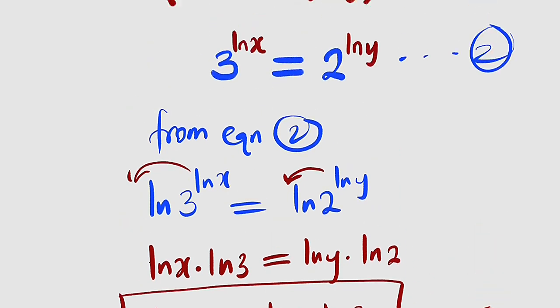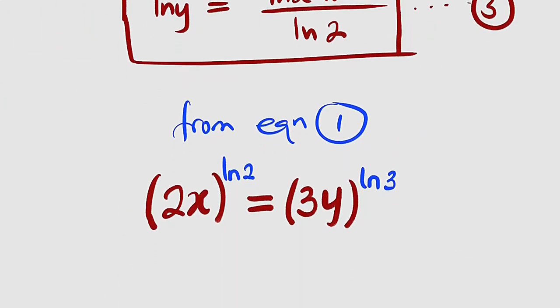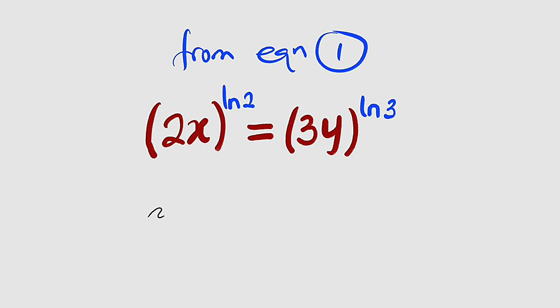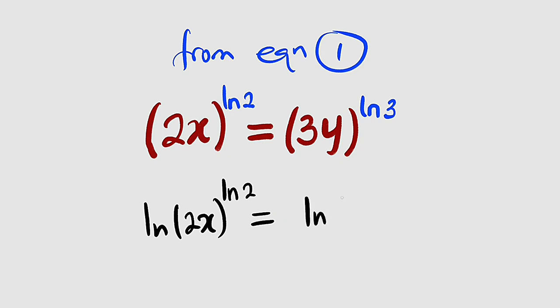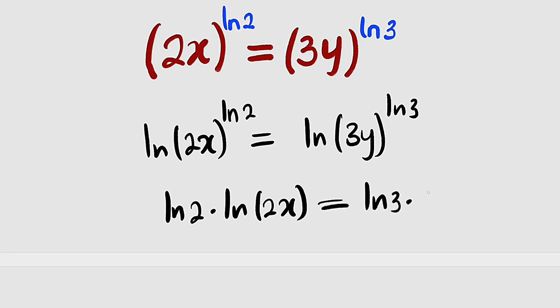Now let us take equation number 1 and also ln both sides. So from equation 1, this is what we have. We are going to ln both sides. We ln the left hand side, which is ln of 2x raised to the power of ln 2. We equally do the same thing to the right hand side, ln of 3y raised to the power of ln 3. As always, the powers will drop down to multiply. So we have ln 2 multiplied by ln of 2x on the left hand side, equal to ln 3 multiplied by ln of 3y.